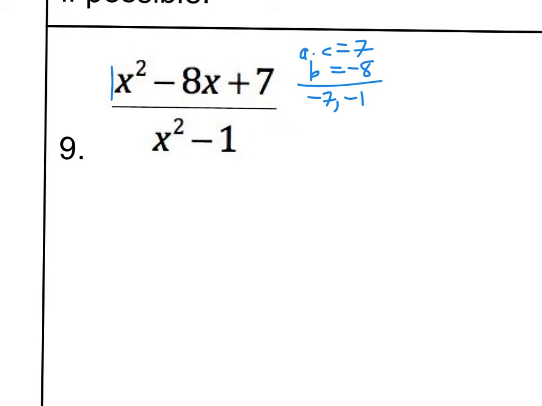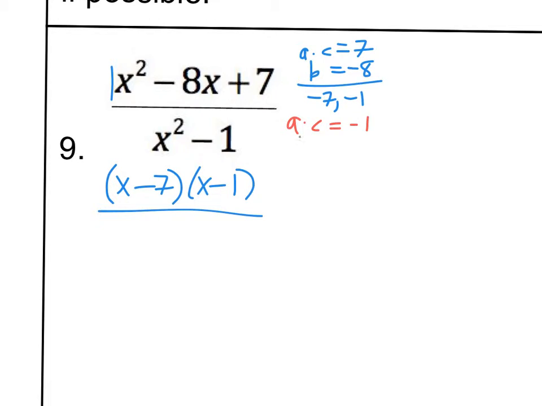Since we have a 1 out front, we can use the shortcut, x minus 7 and x minus 1. On the bottom, a times c is going to be negative 1, and b is going to be 0 because there's no x term. Things that multiply to negative 1 and add up to 0 are going to be negative 1 and positive 1.